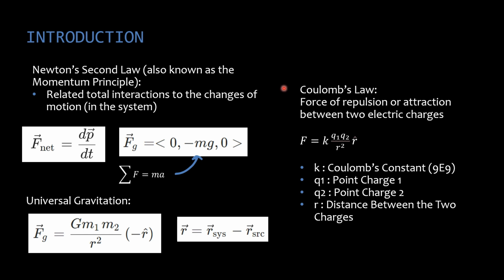Now Coulomb's law is the force of repulsion or attraction between two electric charges and is represented by this formula right here. K in that formula is Coulomb's constant, a given, which is 9 times 10 to the ninth power. Q1 is point charge 1, Q2 is point charge 2, and r is the distance between these two charges.